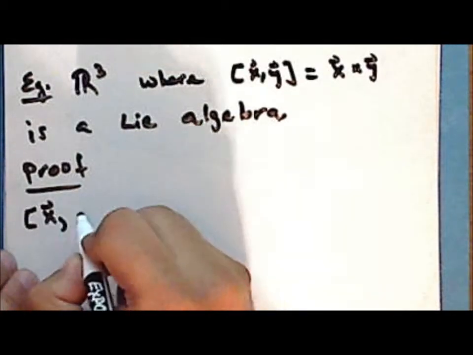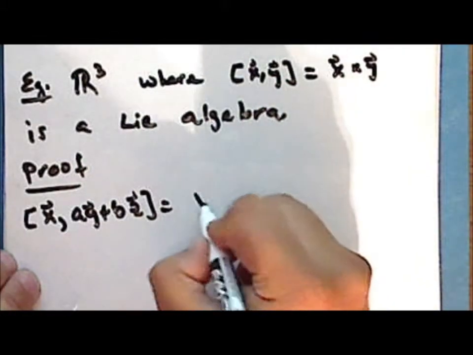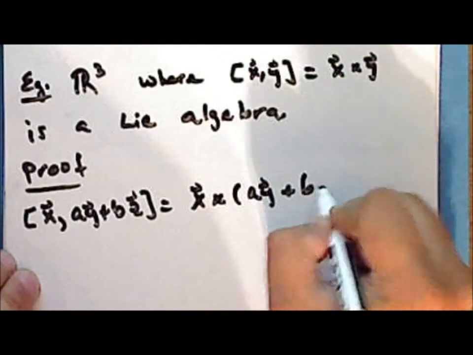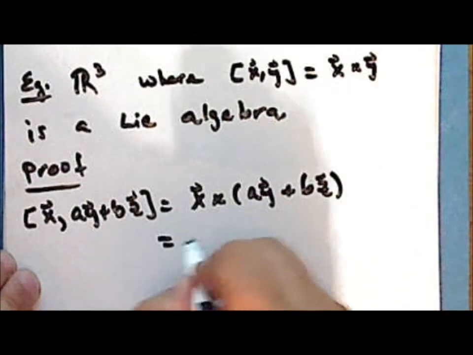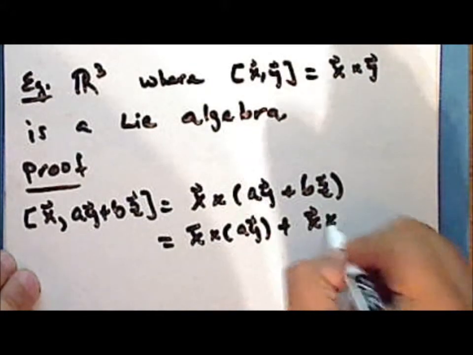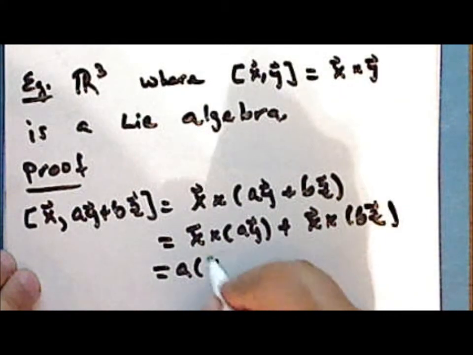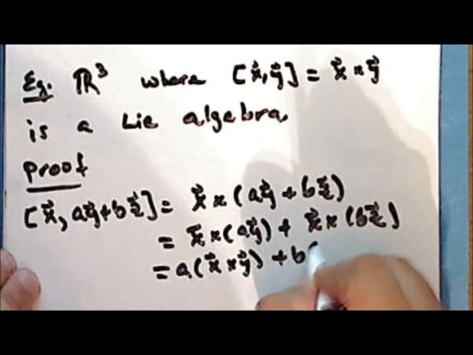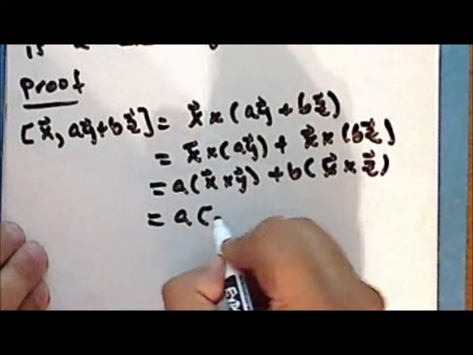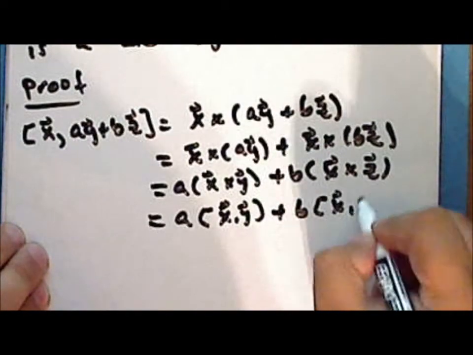The Lie bracket of x and a times y plus b times z is the product x cross a y plus b z, which is the cross product of x with the vector a y plus the cross product of x with the vector b z. And this is a times the vector x cross y plus b times the vector x cross z. And so this is a times the Lie bracket xy plus b times the Lie bracket xz.